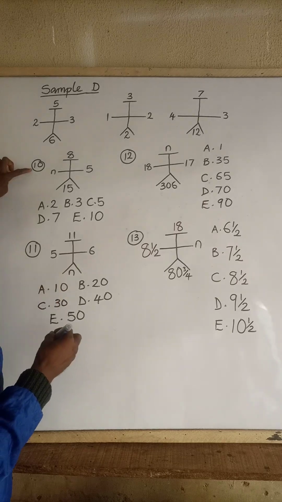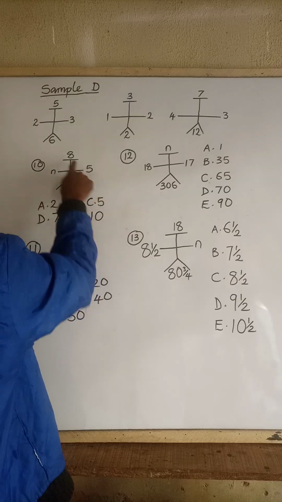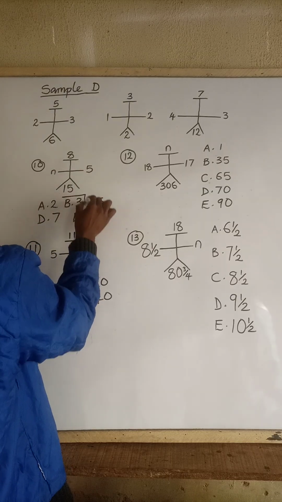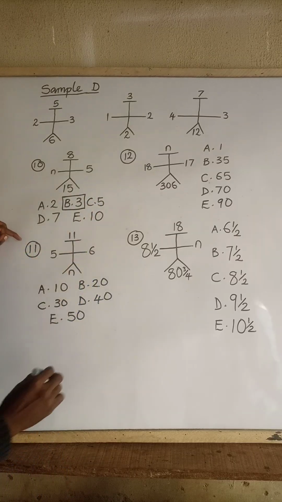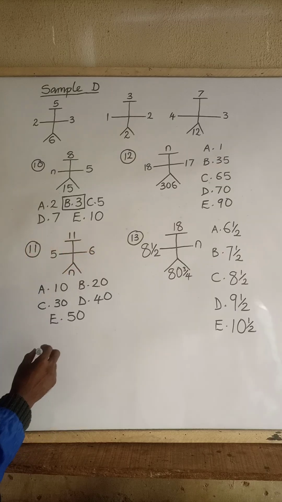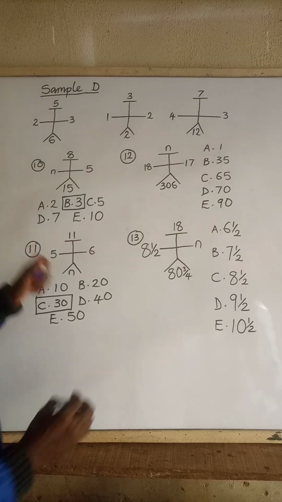Now, in question number 10, what you will do here is 15 divided by 5 or 8 minus 5. It will give us what? 3, which is option B. We move to question number 11. What we are going to do here is what? 5 times 6. And 5 times 6 will give us 30. Option C. We move to question number 12.